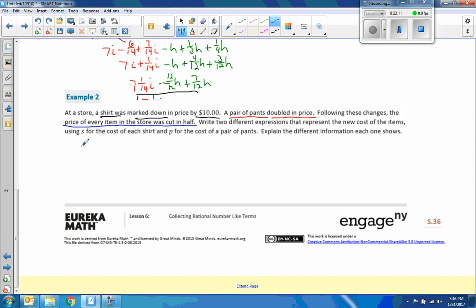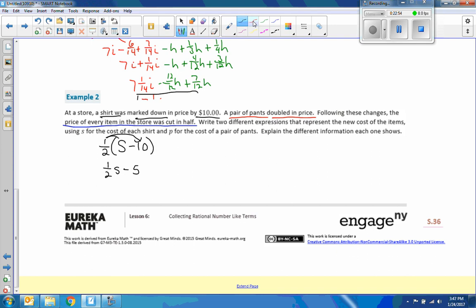So, the shirt, for starters, let's call that S. Shirt minus 10. That would be the shirt. But then after that change, everything in the store was half price. So there's 1/2 times S minus 10. When I distribute this, 1/2 times S is 1/2 S. 1/2 times 10 is minus 5. So it's 1/2 S minus 5. That's the cost of the shirt.